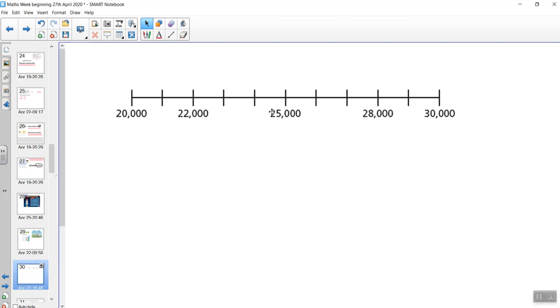Now I've got 25,000 here. Now we know that the 5 is a special number. It lands right in the middle. If I am going to be rounding to the nearest 10,000 number, then that's the place I'm going to be looking at, my 10,000 place. And the number immediately to the right gives me my clue. So if I want to round 25,000 to the nearest 10,000, I'm going to move it up and round it to 30,000. That's what we're going to be practicing today.